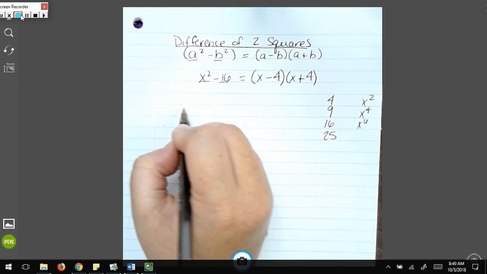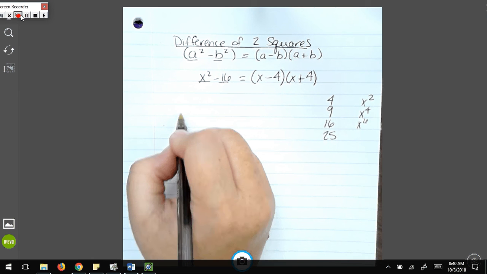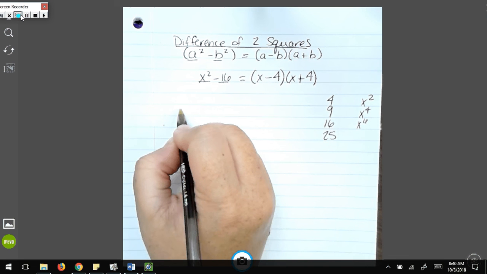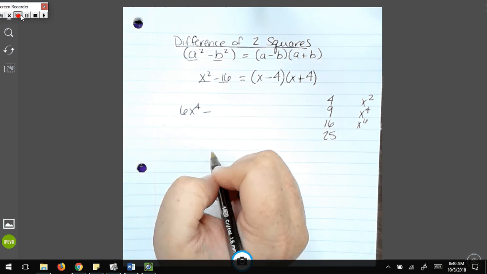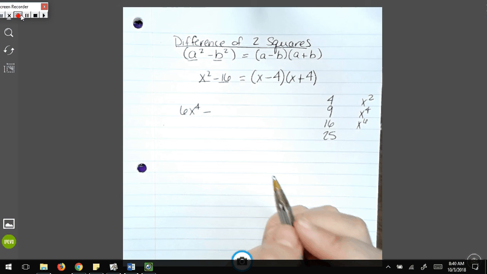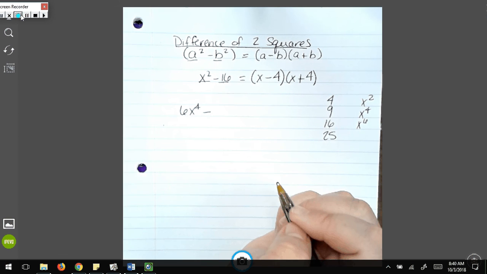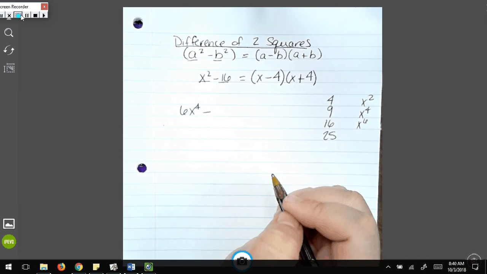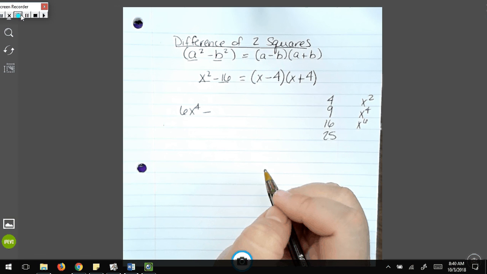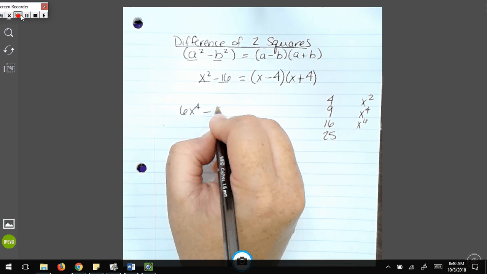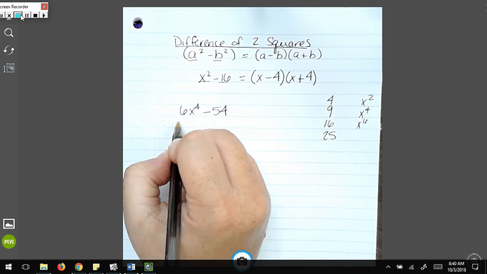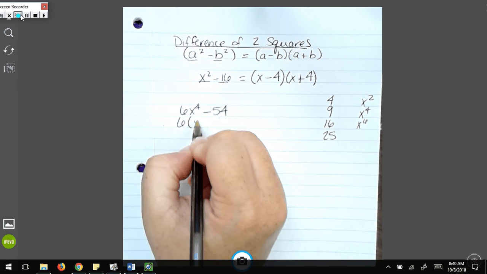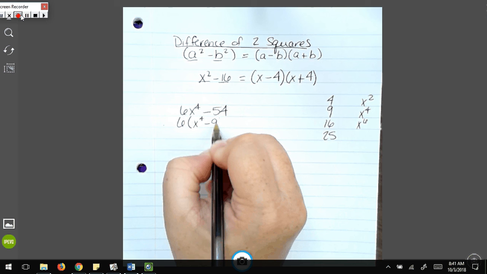So let's say I have 6x to the 4th minus, let's do 54. So the first thing I notice is that I can divide both of these by 6. So if you take a 6 out, it leaves you with x to the 4th minus 9.